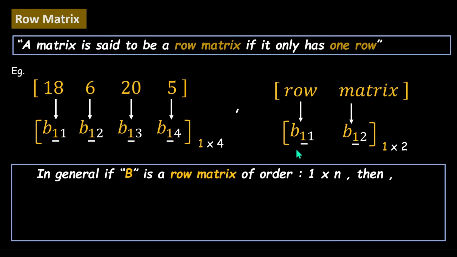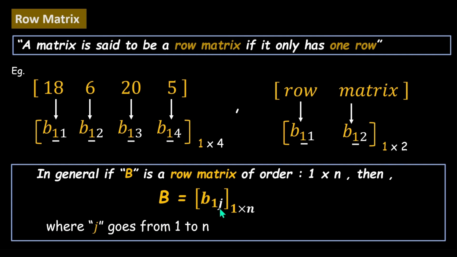And to write it in a general form, in general, if B is a row matrix of order 1 cross n, then a simple notation can be written like B is equal to B1j, and the order is 1 cross n. 1 here remains constant for the row number because there's only one row, whereas j moves from 1 to n, and n here would be the number of columns because the columns would be moving. Now there's going to be many columns but only going to be one row.